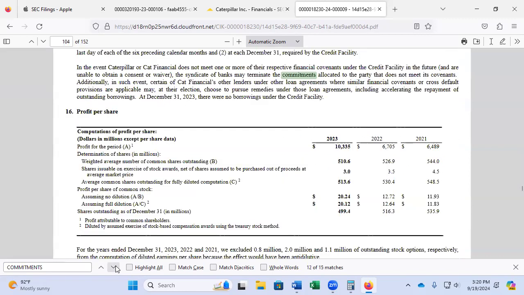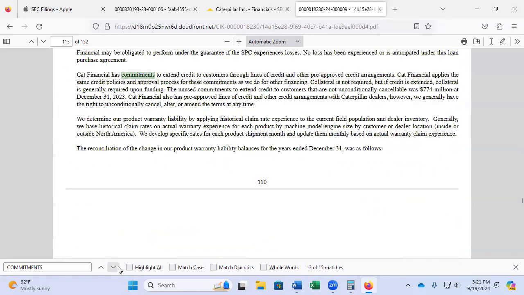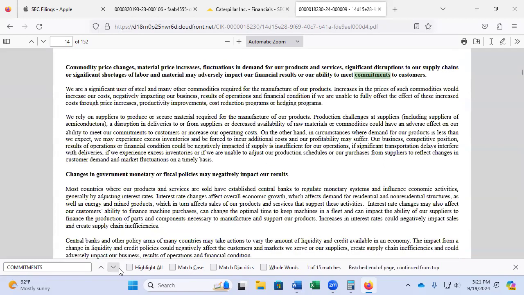It's credit commitments, that's not inventory. So here we call it commodity price changes, material price increases, fluctuations in demand of our products, services. And so they put in here, rely on suppliers, and so on. And if there were purchase commitments, that would be in there as well.